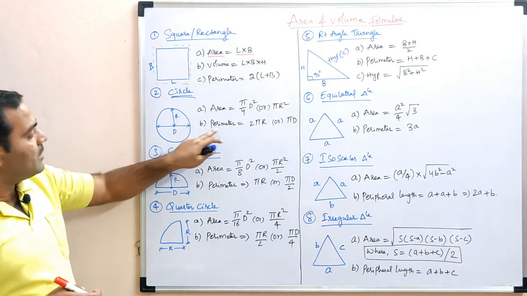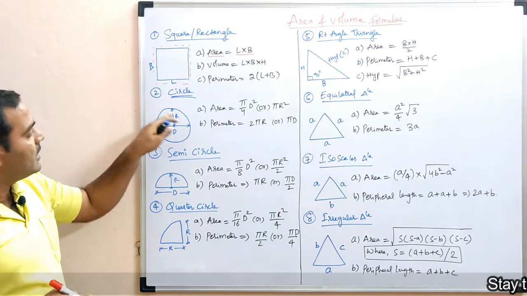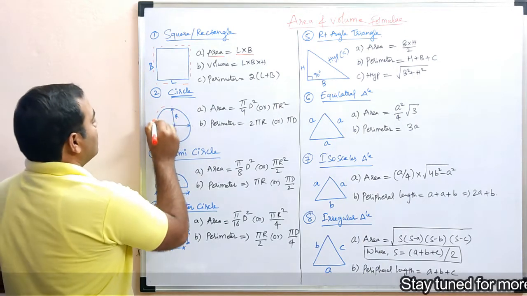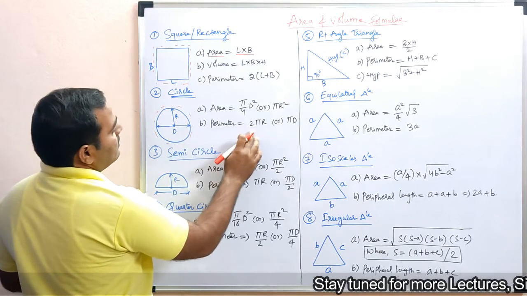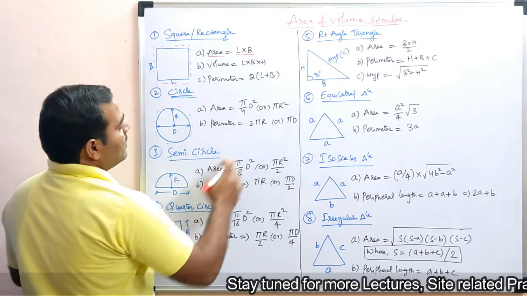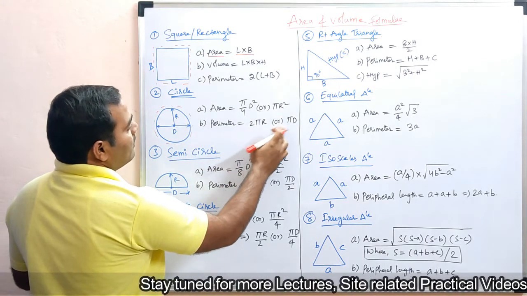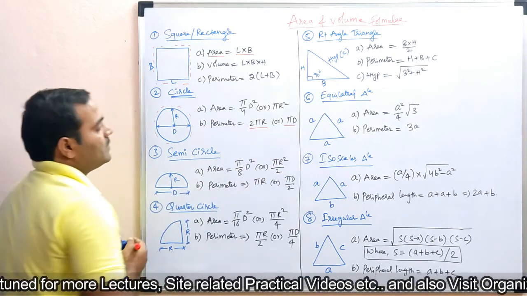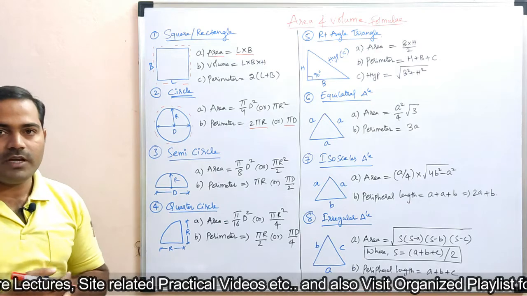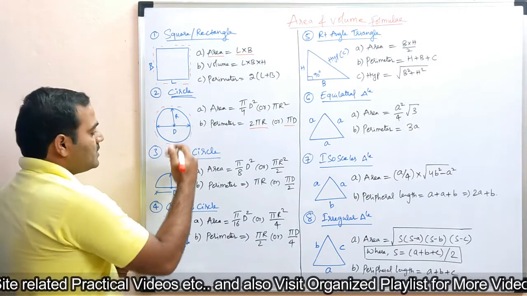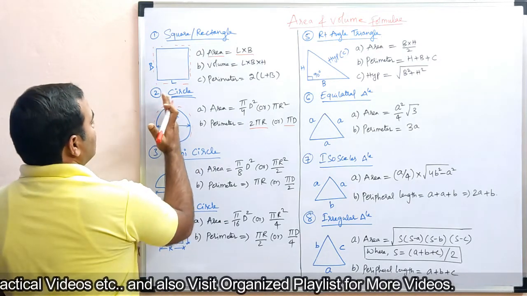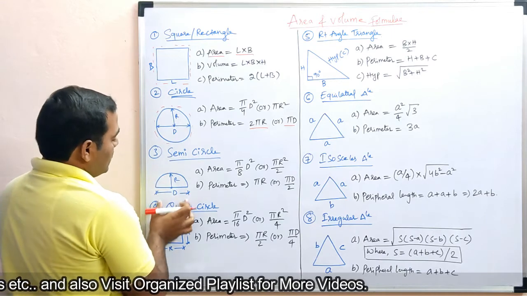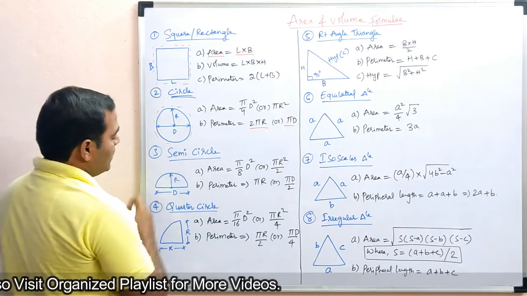Next one is perimeter. Perimeter of a circle is the surrounding length. This surrounding length is taken by the formula 2 pi r or pi d. So 2 pi r or pi d is the formula which we can use for the perimeter of a circle. Next one is semicircle, that is nothing but half of this circle. So we can draw it like this. This is the diameter and this is the radius.